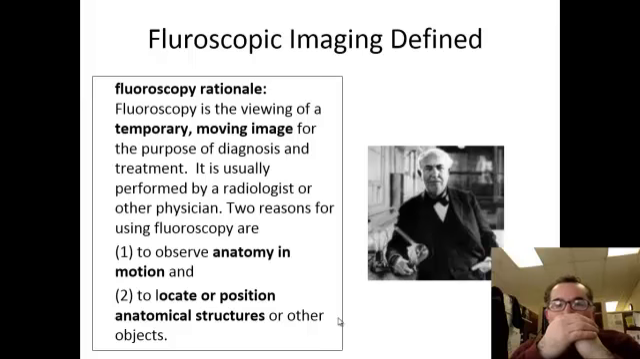Fluoroscopy historically has been around for quite a while. It was created by Thomas Edison. Yes, the same very light bulb personality, so he is heavily involved in our field of radiology as well.